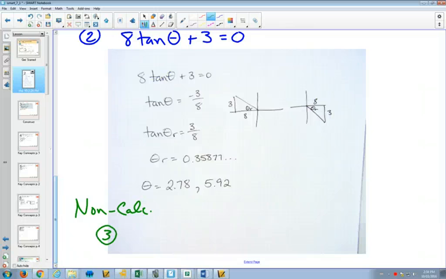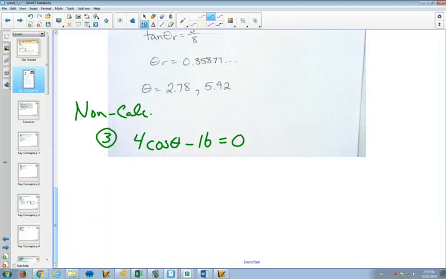Question number 3. Non-calculator and calculator is going to start off the same way, right? You still need to get whatever trig function you have by itself. So I'm going to move this 16 over and divide by 4. So I would get 16 divided by 4, which simplifies to just 4.